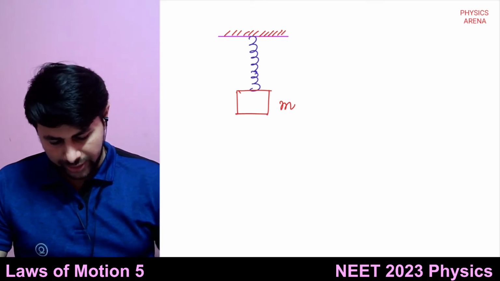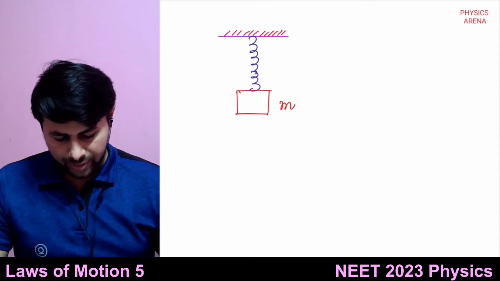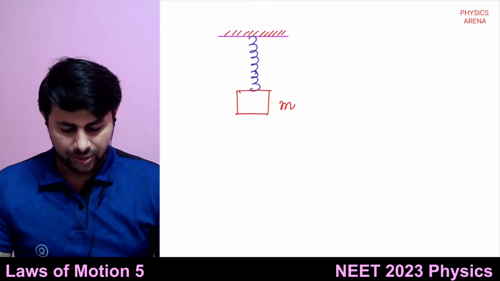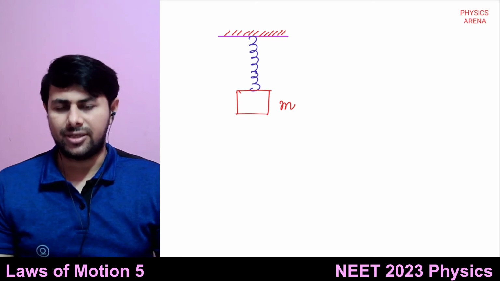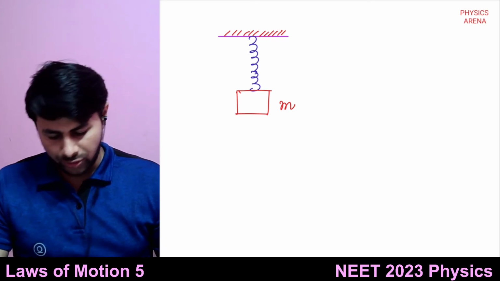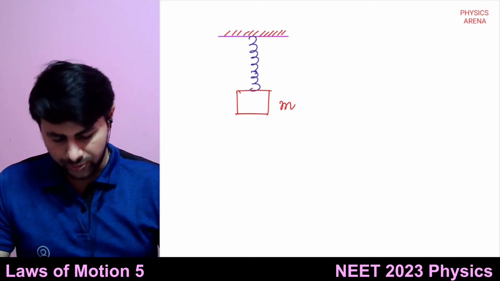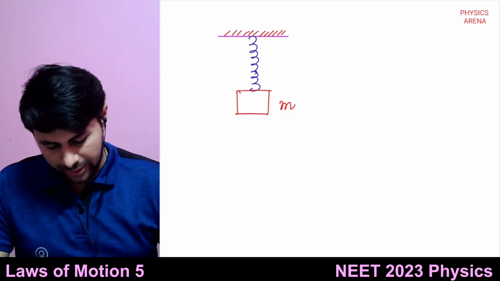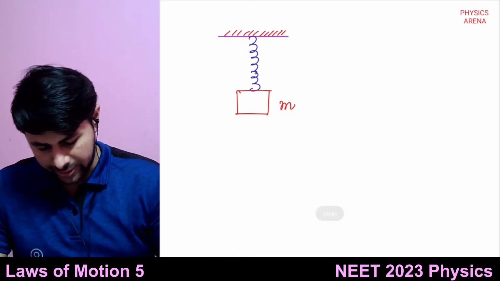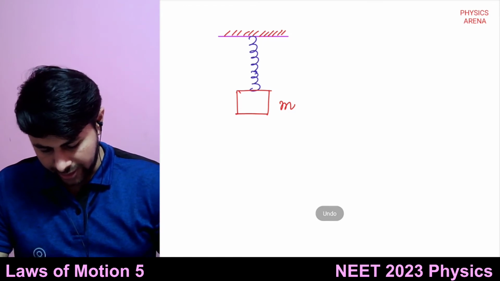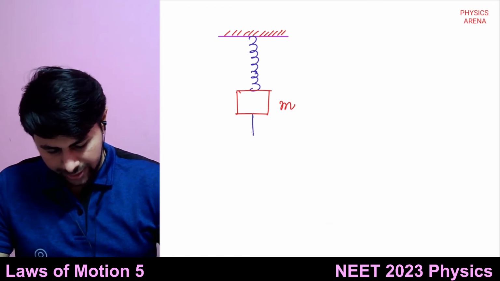So let's suppose the spring is ideal, and now I want to find out how much would be the extension in the spring. So what should we do? What are the forces acting? There is a downwards force acting on this weight. It's equal to what? Mg.